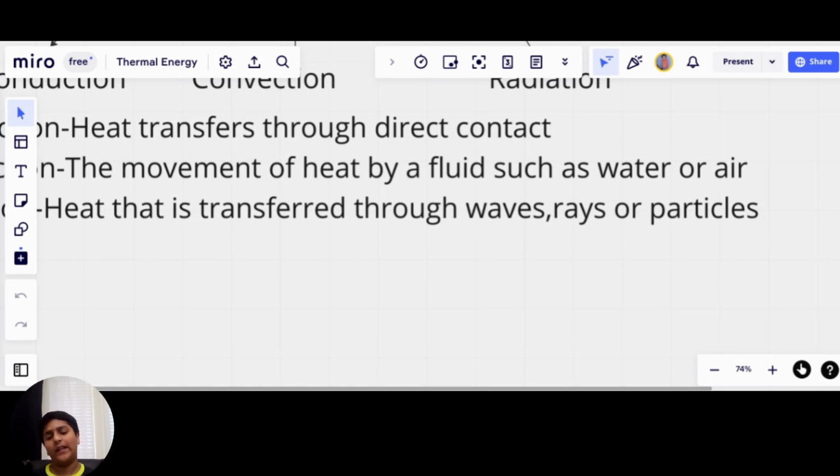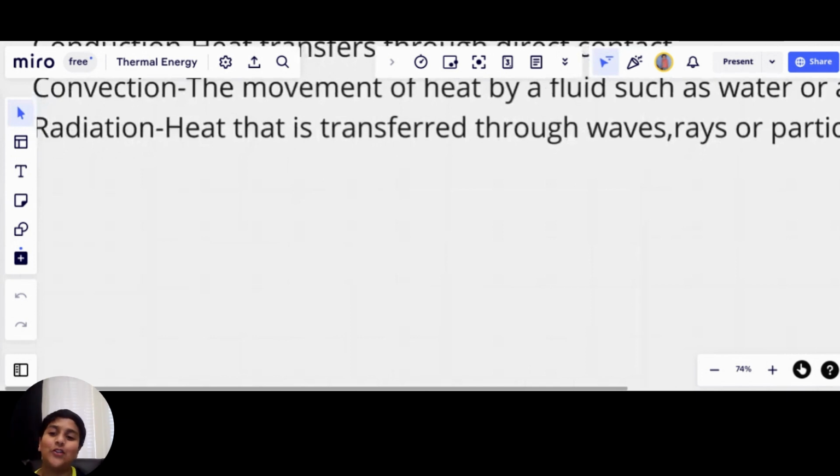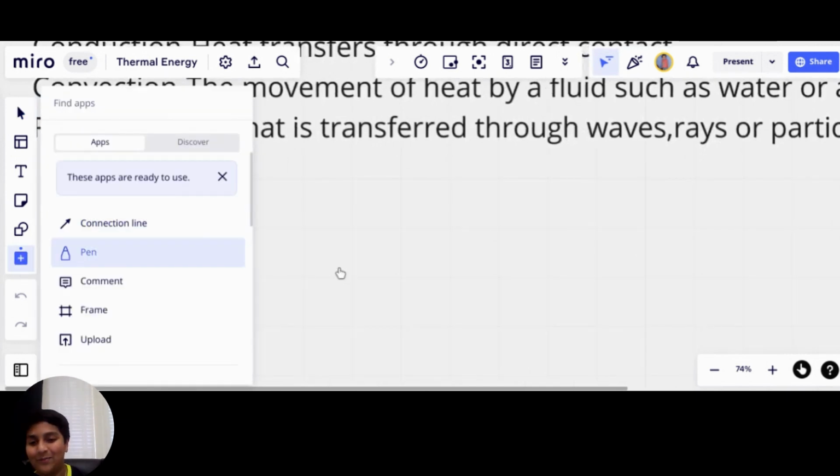So radiation is just a variable, like the sun. That's a very long distance, millions of miles away, and we can still feel the heat because of waves and rays or the particles. That's radiation. So now we're going to look at a lava lamp, which I'm going to draw, and no judgments on my drawing, please.